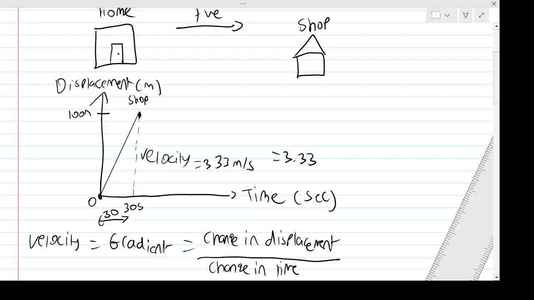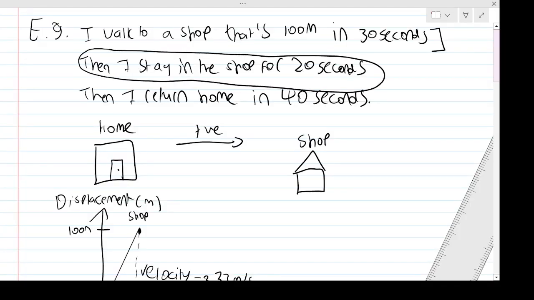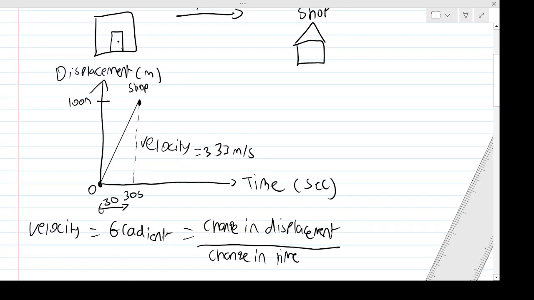Now the next part is about how I stay in the shop for 20 seconds. What that's going to look like is, if I stay in the shop, I've not really moved anywhere, I'm still in the shop. So what happens is we have a flat line.